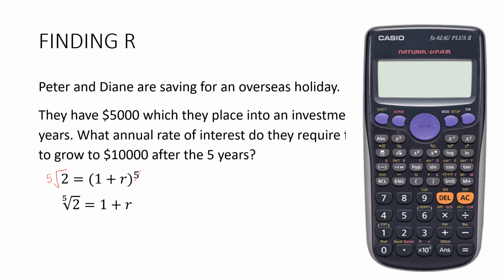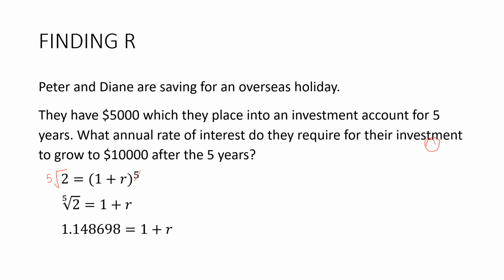Now on your calculator, that is sitting just here. So you need to go Shift and then that button, and then put the 5 and the 2 in. Okay, it will give you 1.148698, and that's equal to 1 plus R. Taking away the 1 gives us R is equal to 0.148698. Now that's a decimal, we'd like it as a percentage, so we'll times it by 100 and we get approximately 14.87%.